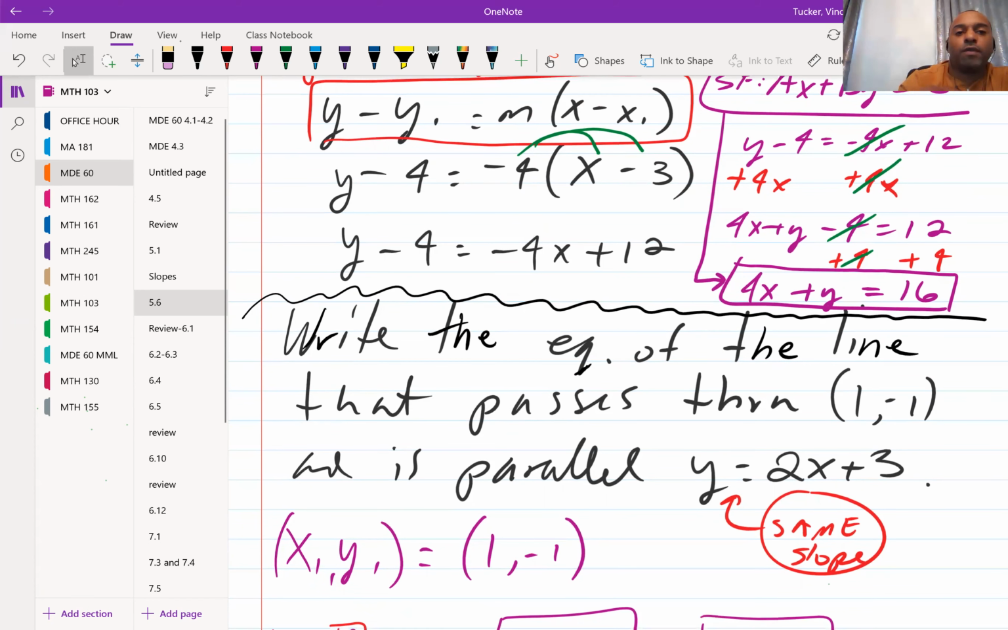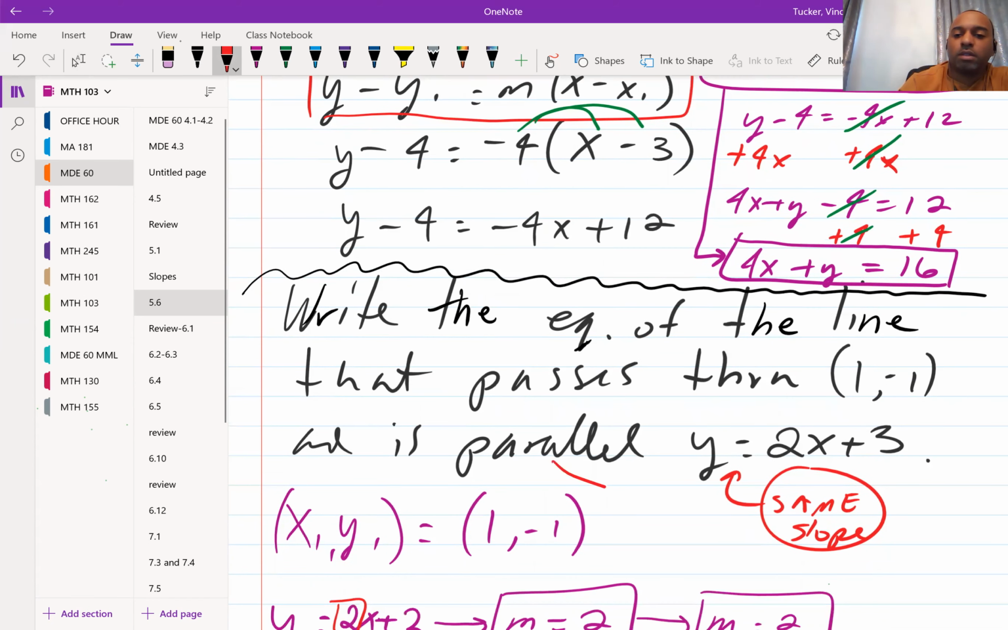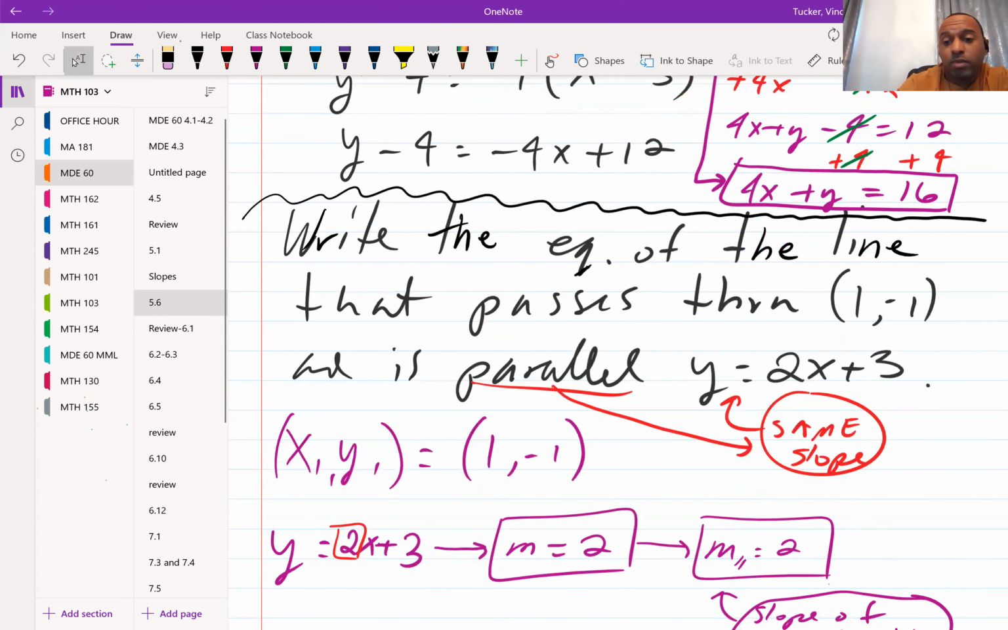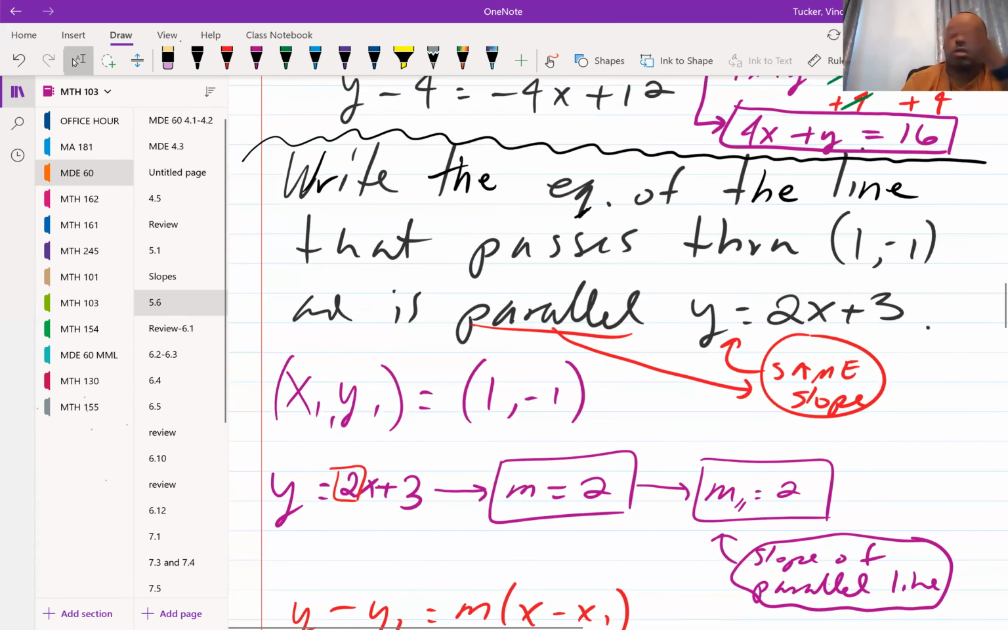Okay, so don't forget, if it's parallel, it should have the same slope. So the slope of this line is 2. It means the slope of the line parallel to it should also be 2. So it means we have a slope and we have a point, (1, -1).